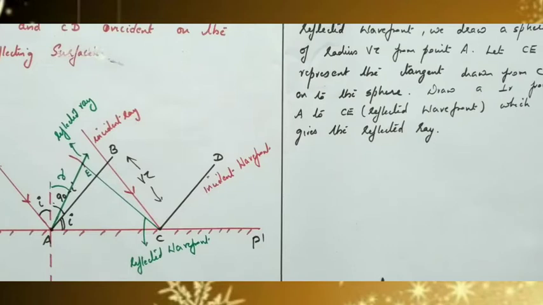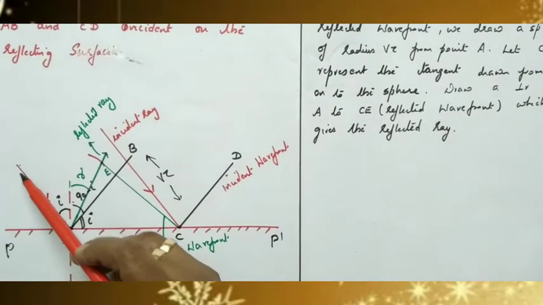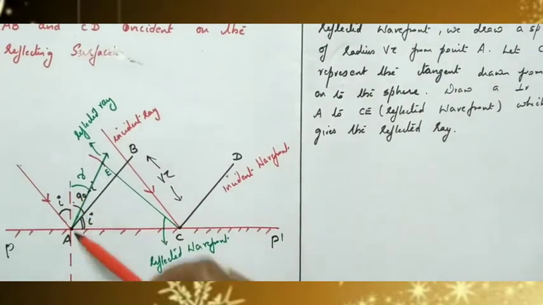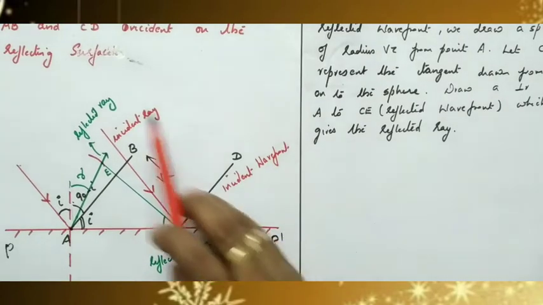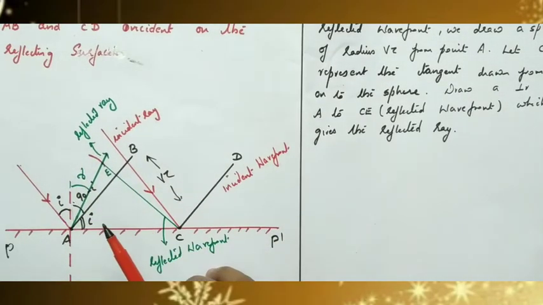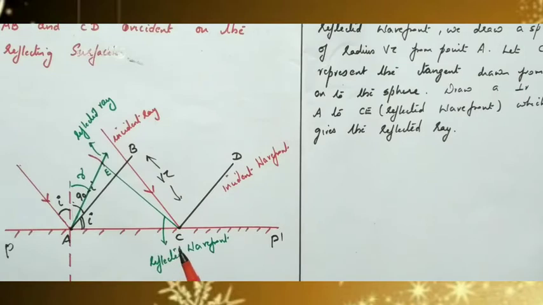Now we know that there are two laws of reflection. Incident ray, reflected ray and normal all lie in the same plane. So using this figure we can explain the first law of reflection. What is the second law of reflection? Angle of incidence and angle of reflection are equal. That we have to prove.